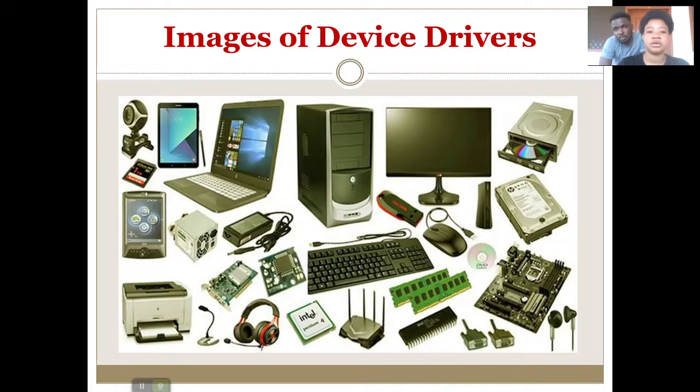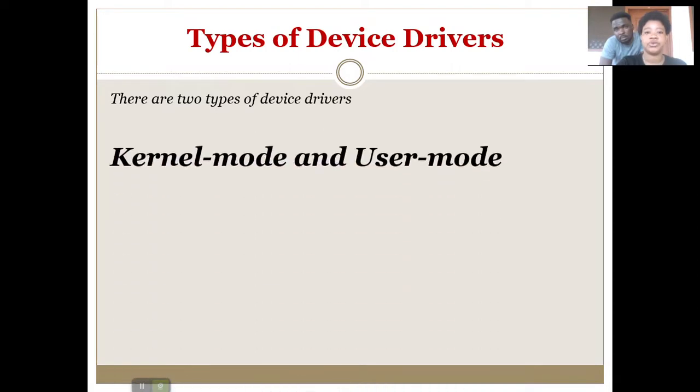So what you see on the screen are images of device drivers, and these are the images of the drivers that we mentioned. Looking at these devices, you can see pen drive, mouse, system unit, and keyboard, etc. They are many, as seen on the screen.